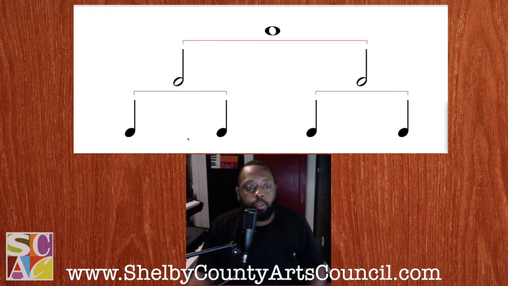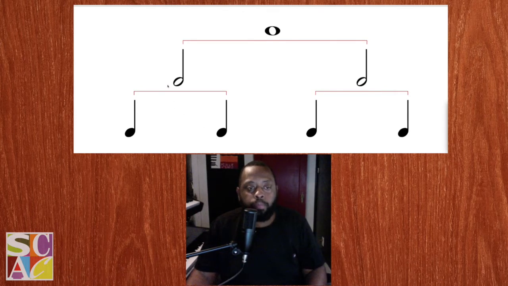Now let's put the quarter notes into play. 1/4 note plus 1/4 note equals a half note. Same over here. 1/4 note plus 1/4 note equals 1/2 note. And of course, two half notes equal one whole note.